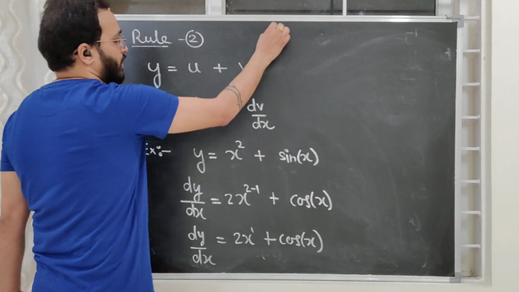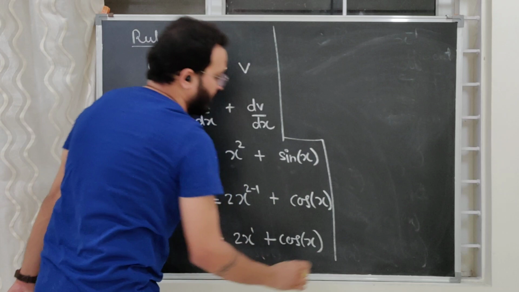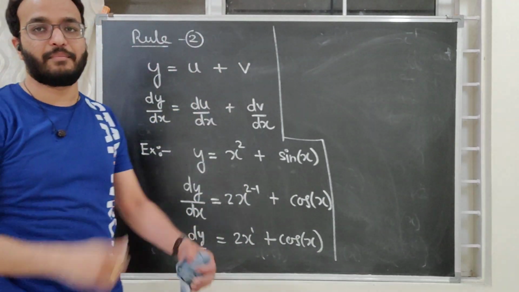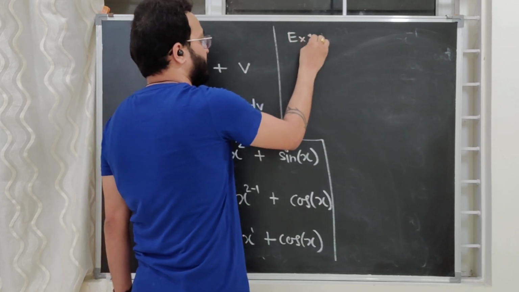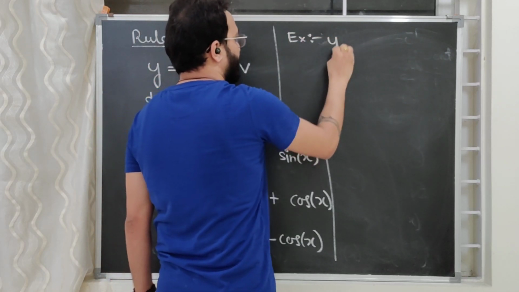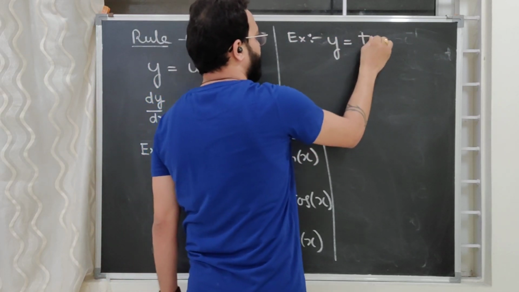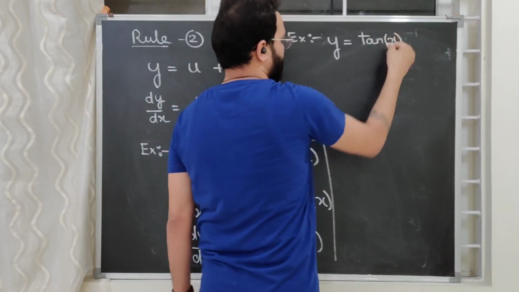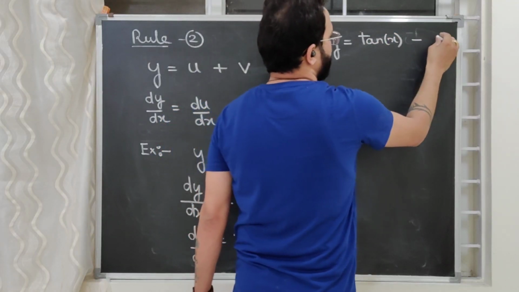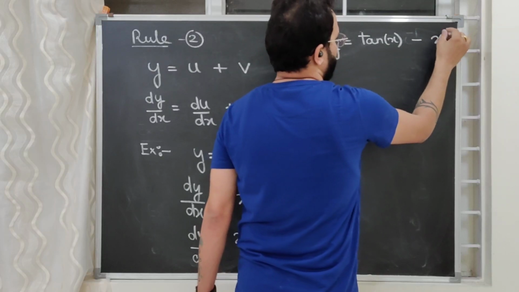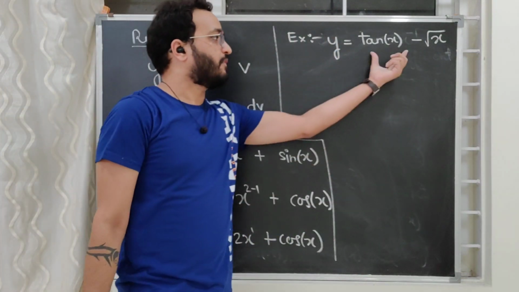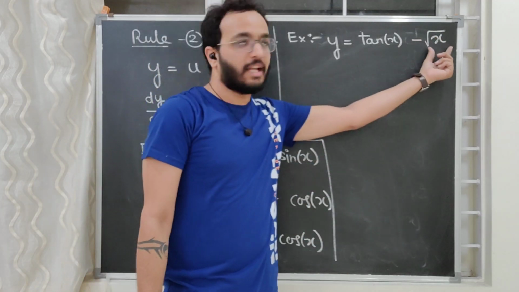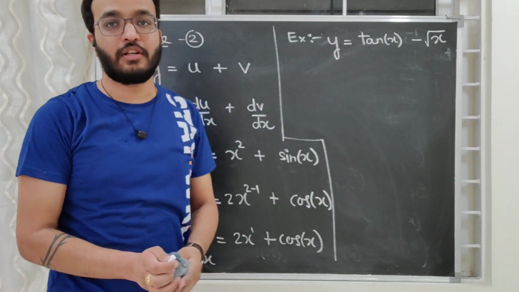Right? Now, let's do another problem. It's not necessary that there should be a plus sign, it can be a minus sign also. Okay? Now, let me take another example. Suppose y is tan x minus root x. Suppose this is given. Now, tan x is a different mathematical function. Root x is a different mathematical function, right?